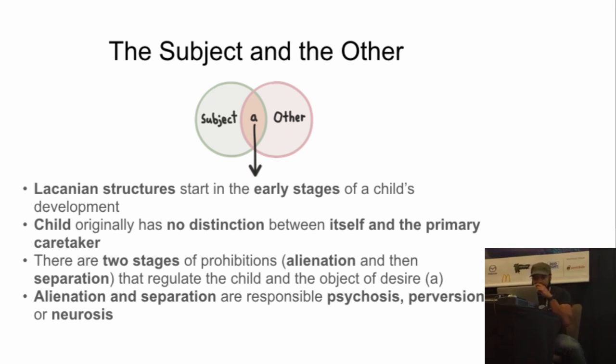Now, Lacanian structures start in the early stages of a child's development. The child originally has no distinction between itself and the primary caretaker. There are two stages of prohibition, alienation and separation, and they regulate the difference or the space between the child and the object of desire. And those forms of separation are responsible for the three main categories of psychosis, perversion, or neurosis forming.